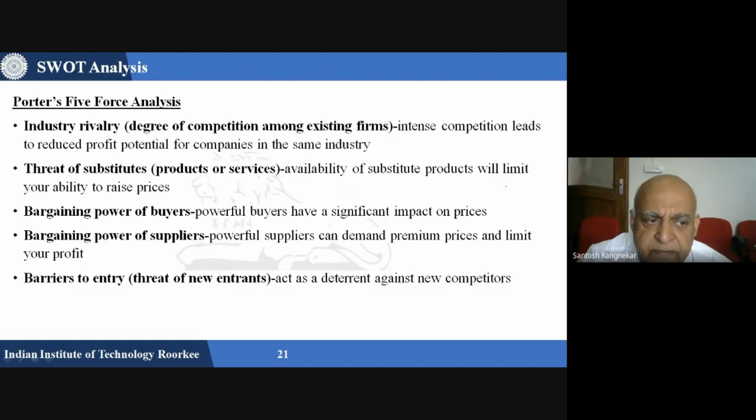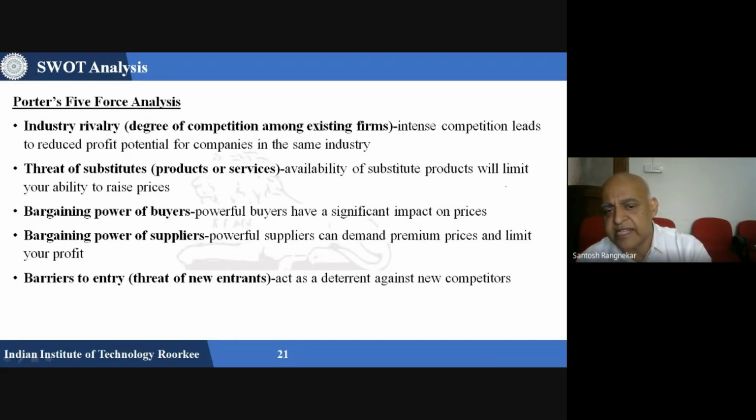Here you will find that Porter's five force analysis talks about industry rivalry, the degree of competition among existing firms. Intense competition reduces the profit potential for companies in the same industry, because the industry rivalry among existing firms is very intense. So it reduces the profit potential for companies because there is neck-to-neck competition, right?